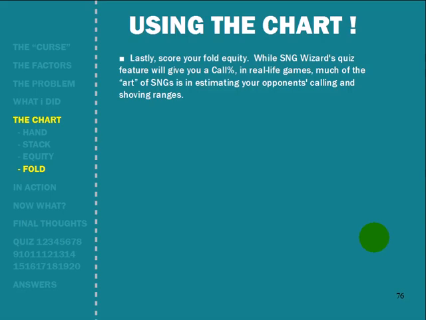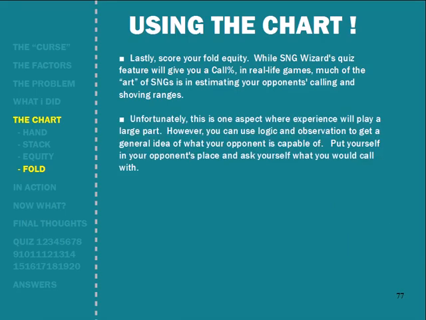Now, of course, in real life games, much of the art of Sit and Goes is in estimating your opponent's calling and shoving ranges. And unfortunately, this is one aspect where you will have to have some experience, and that experience is going to play a large part. And as you get more experience, you'll be able to do it better. However, you can use logic and observation to get a general idea of what your opponent is capable of. I mean, you can put yourself in your opponent's place and ask yourself what you would call with. And if you think he's worse than you, then you can sort of adjust for that. If you think he's better than you, then, I never think anyone's better than me, so I don't know how to do it that way.